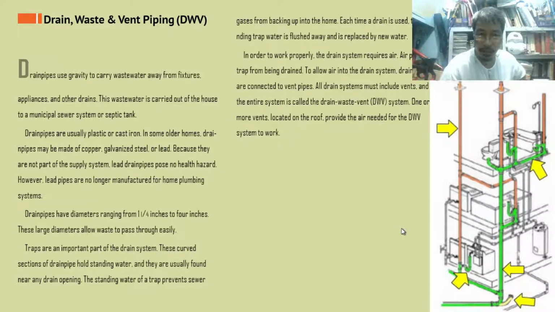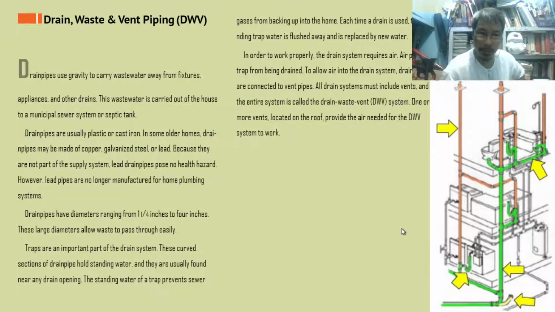Because they are not part of the supply system, lead drain pipes pose no health hazard. We are not choosing lead for the water supply system because lead is a toxic material, meaning poisonous. If lead enters our human body, it is dangerous, a health hazard, and may result in sickness, disease, or even death. Lead pipes are no longer manufactured for home plumbing systems nowadays. Usually, galvanized steel or even conventional steel pipes are used.